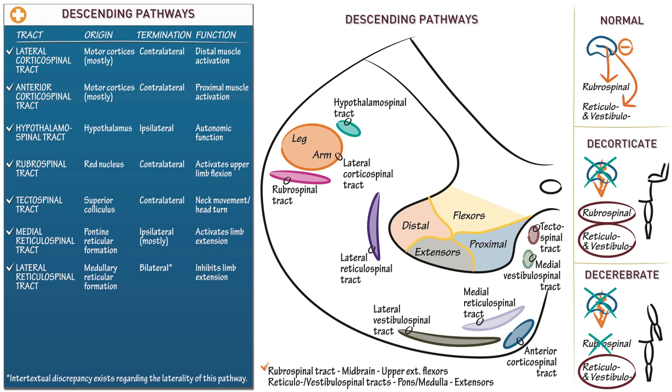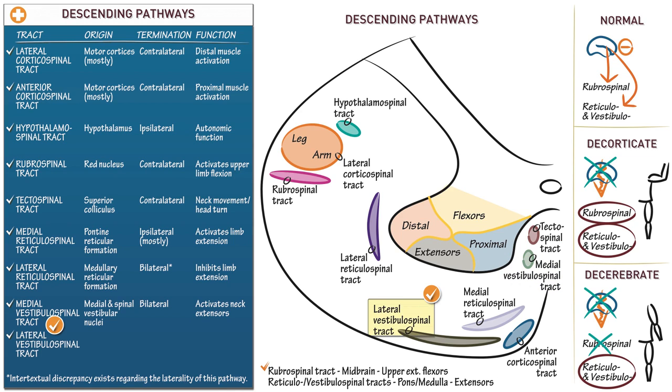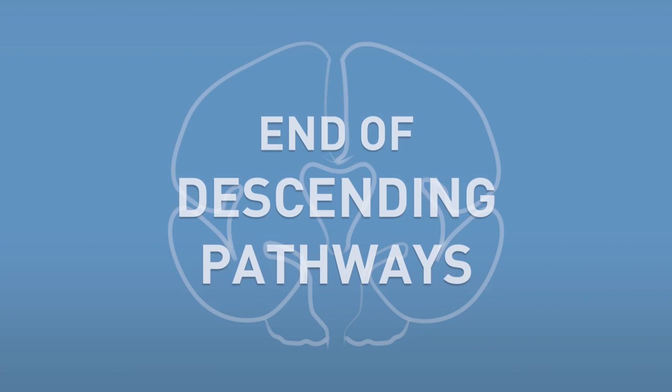Next, indicate that the medial vestibulospinal tract arises from the medial and spinal vestibular nuclei, driven by the semicircular canals, and acts on the bilateral cervical spinal cord to excite neck extensor musculature. Now indicate that the lateral vestibulospinal tract arises from the lateral vestibular nucleus, driven by the otolith organ, to activate ipsilateral paravertebral and proximal limb extensor muscles. This concludes our diagram.